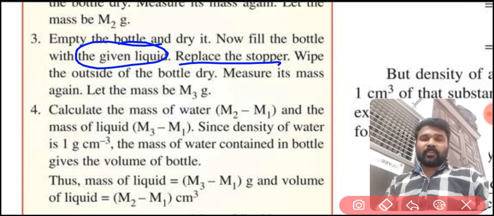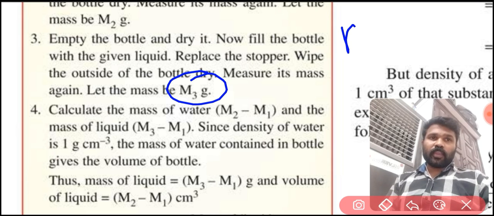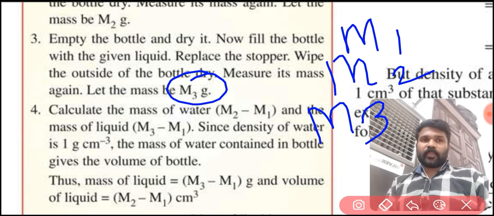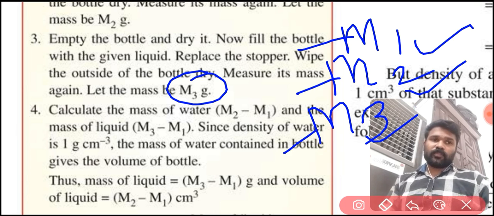Measure its mass. Now the bottle contains the given liquid. Now measure its mass again. Let the mass be m3 gram. Now we got three masses, m1, m2 and m3. m1 is the empty bottle's mass, m2 is the bottle with water, m3 is the bottle with the given liquid.